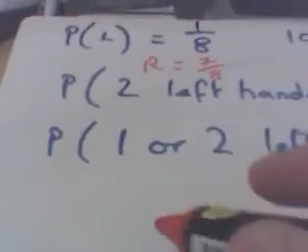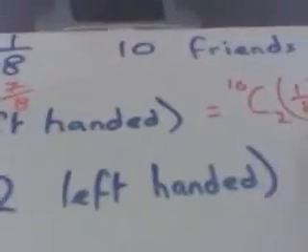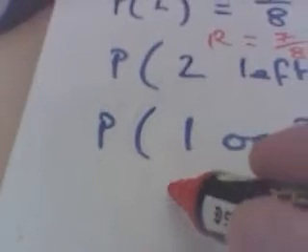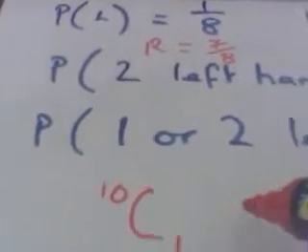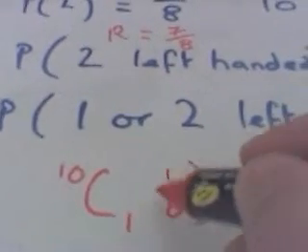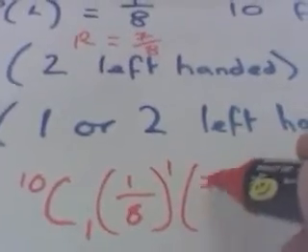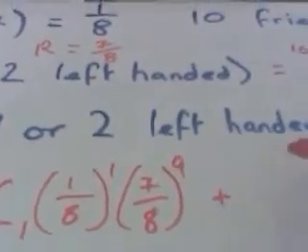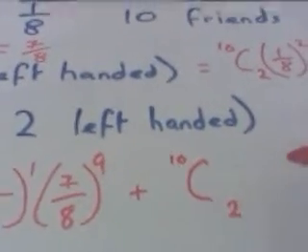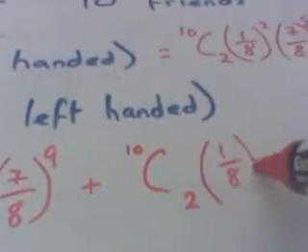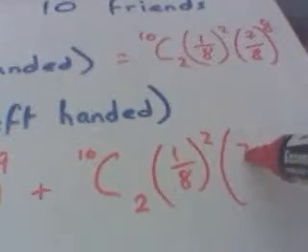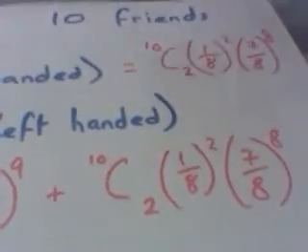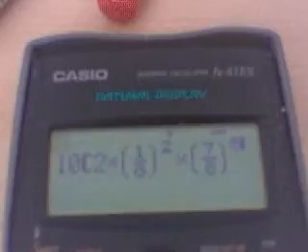And the working out for the 1 or 2 left-handed would be, I'd use my answer to 2 obviously, but for 1 left-handed that would be 10 choose 1, 1/8 to the power 1, 7/8 to the power 9, 1 add 9 is 10, add 10 choose 2, and it's from the previous question that we've already got these values, and then straight onto the calculator.